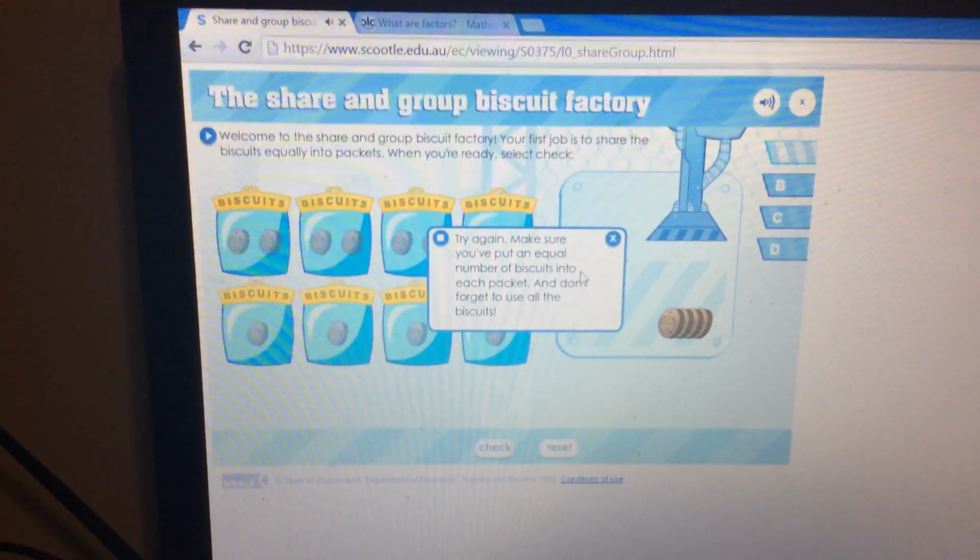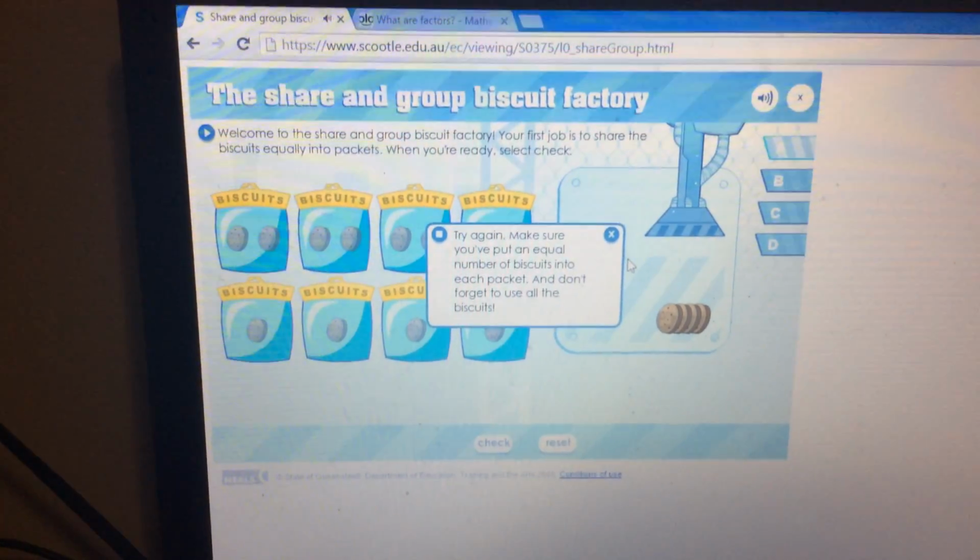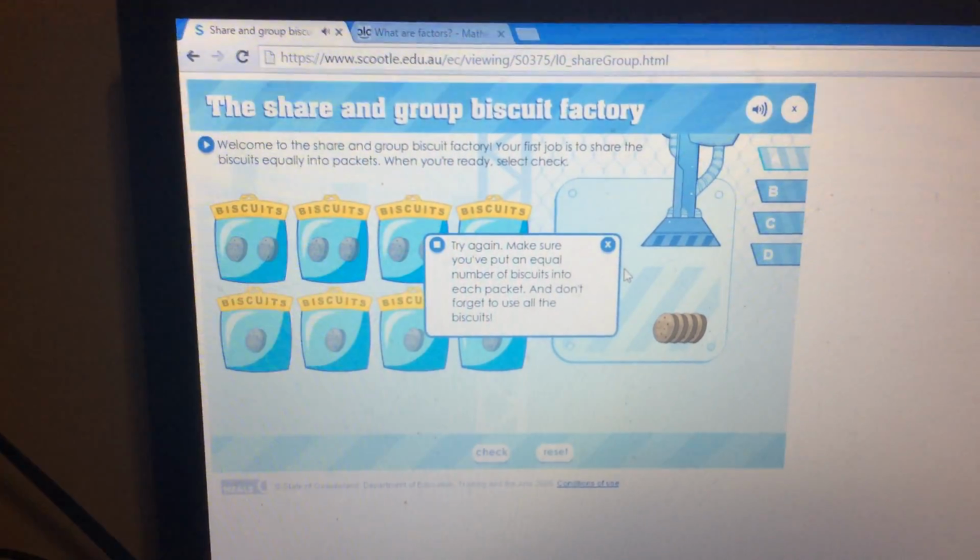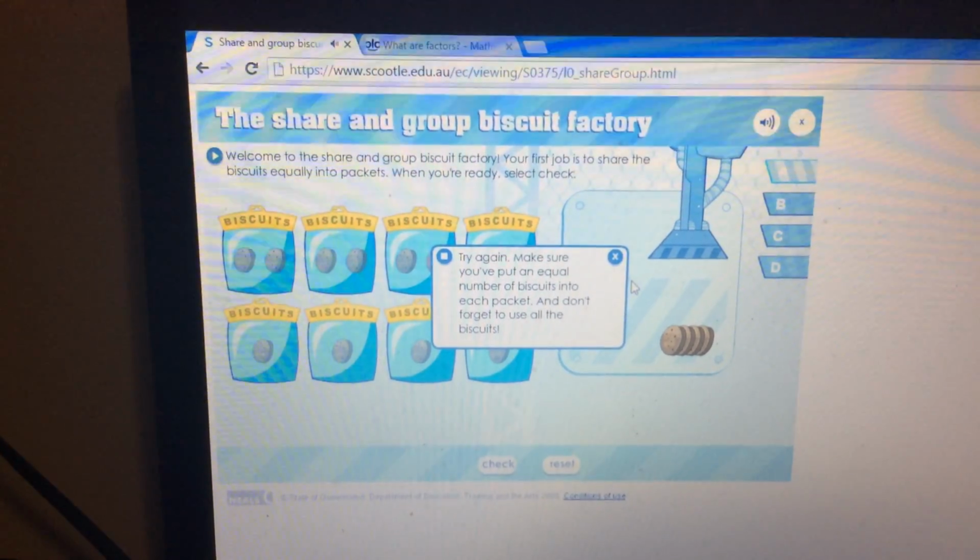Try again. Make sure you put an equal number of biscuits into each packet. And don't forget to use all the biscuits.